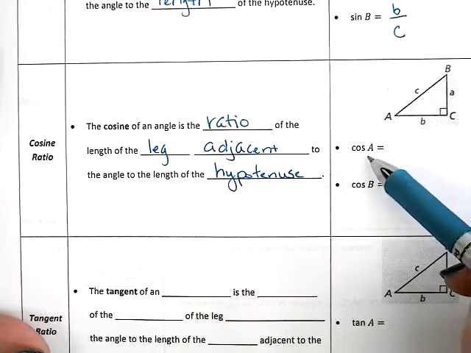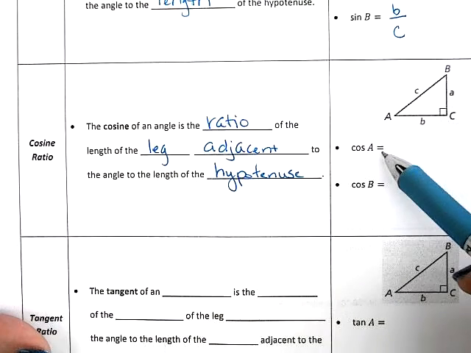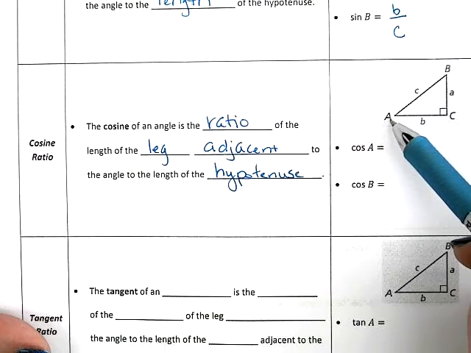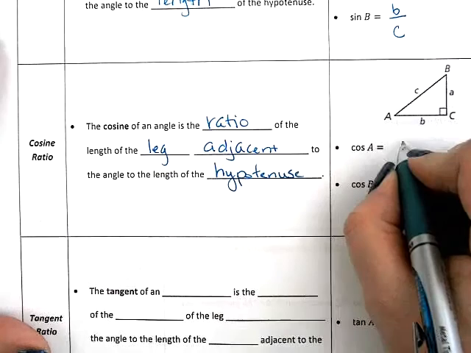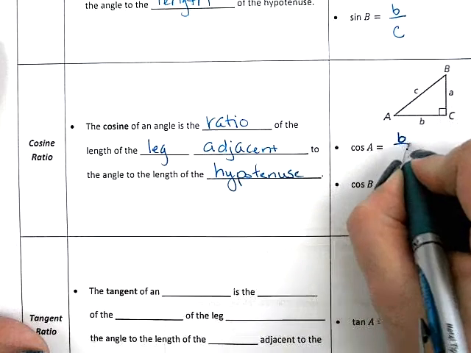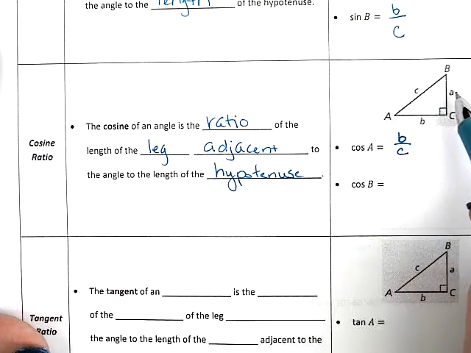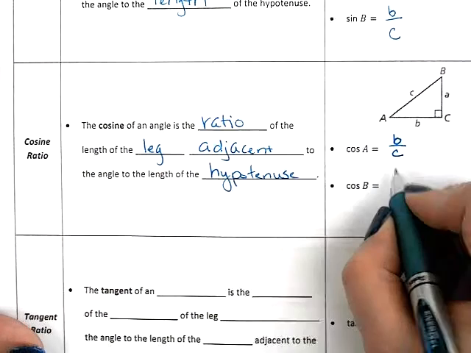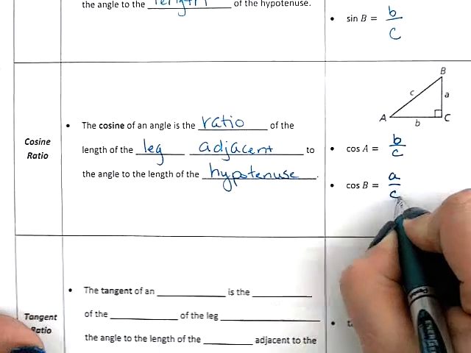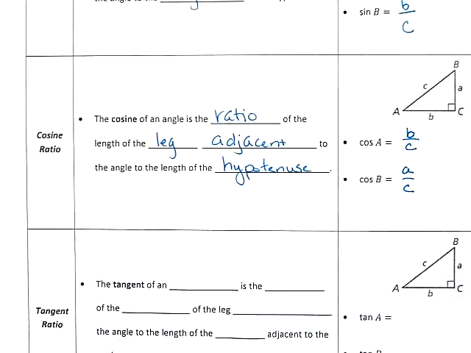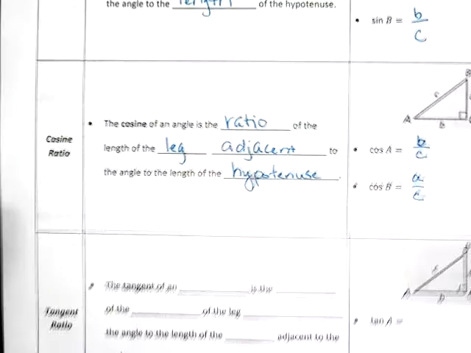So for cosine of A, we want the leg that's adjacent. Well, adjacent means next to. So here's angle A. The leg that's next to it would be side b over the hypotenuse. And then for angle B, I want the leg that's adjacent to it. That would be a over c. I know it's a little weird at first. Just bear with me, okay? We're going to talk a lot about it.